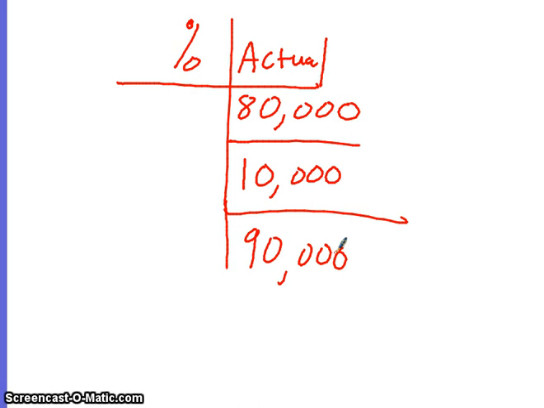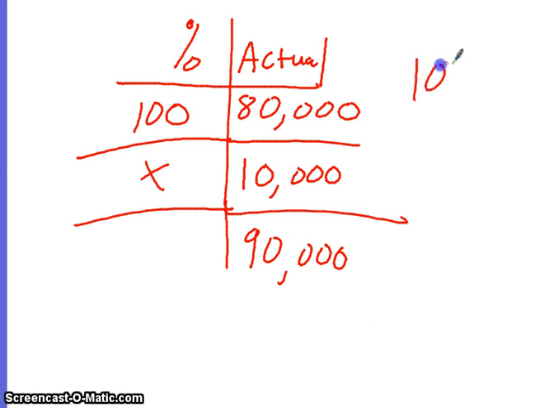We want to know what the percent of increase is. 100 on top. What is the percent of increase? So you do 100 over x, because this is the blank box, and then equals 10,000 over 80,000.